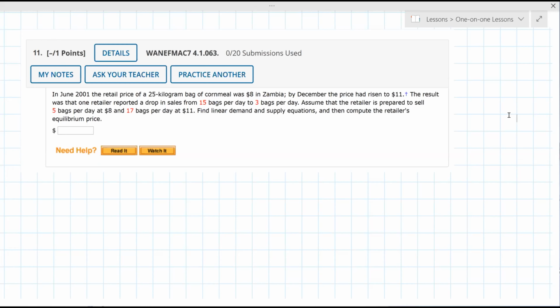Okay, so the bags per day fell. Okay, so these are Q as a function of price.